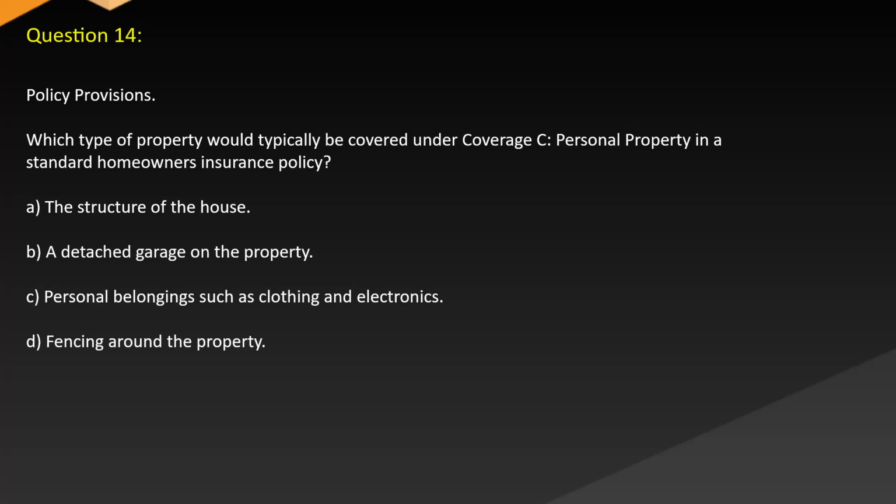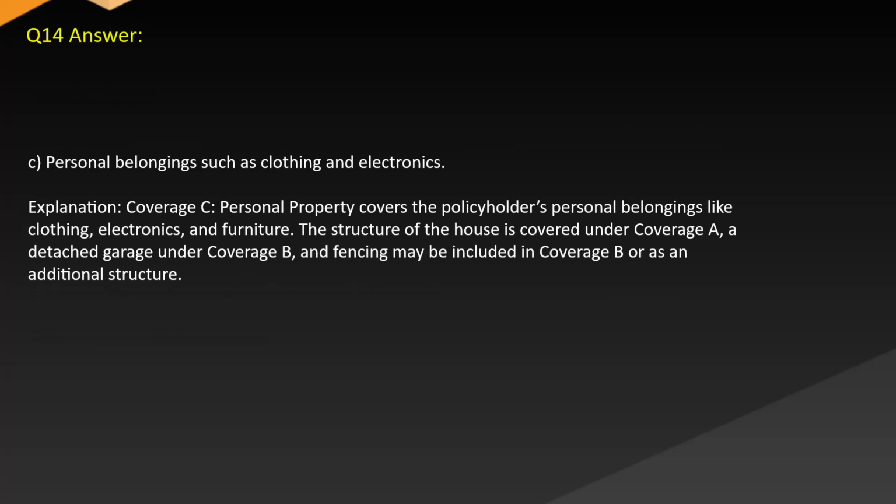A. The structure of the house. B. A detached garage on the property. C. Personal belongings such as clothing and electronics. D. Fencing around the property. Answer C. Personal belongings such as clothing and electronics. Explanation: coverage C, personal property, covers the policyholder's personal belongings like clothing, electronics, and furniture.